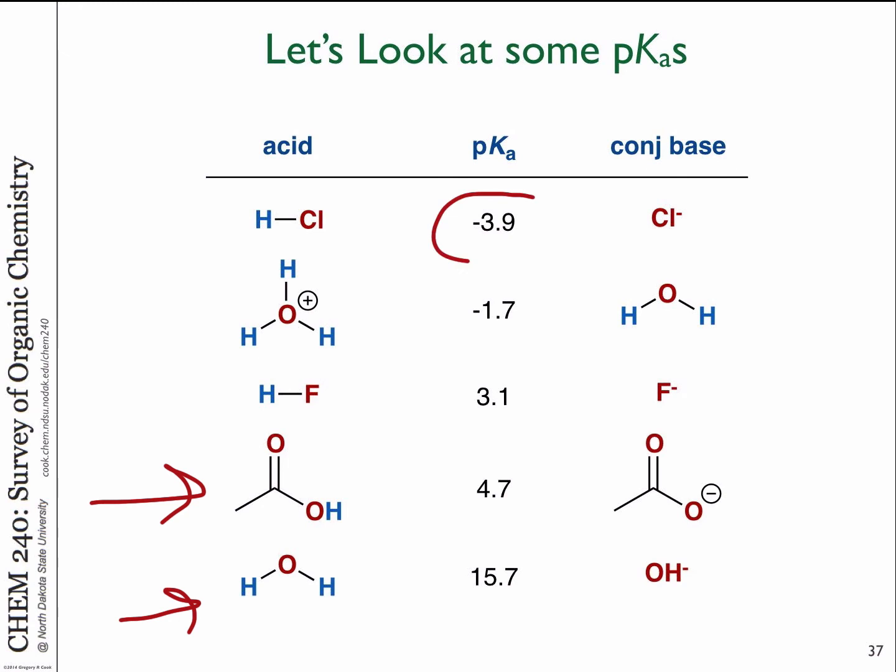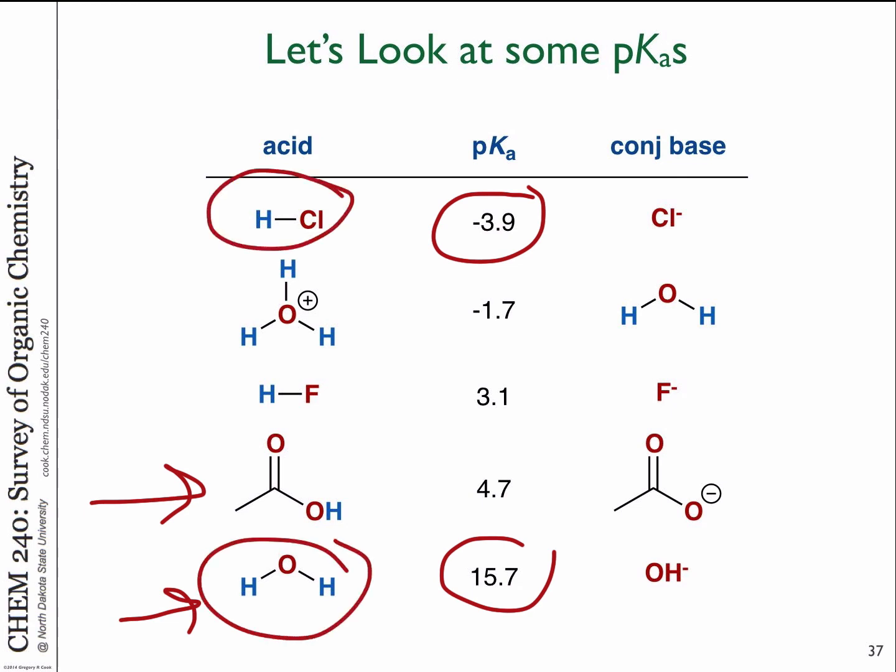Okay, so notice the difference in pKa from HCl to water. HCl minus 3.9, it's more acidic, right? Much more acidic than water. Water is about 16. So if you put HCl into water, what kind of reaction would take place? Would HCl take a proton from H2O or vice versa? Right. In this case, if you mix HCl and water, the water would act as the base and take the proton from the more acidic HCl.